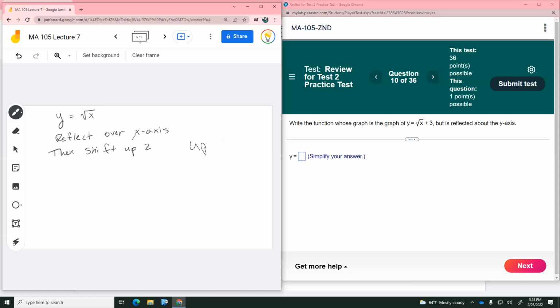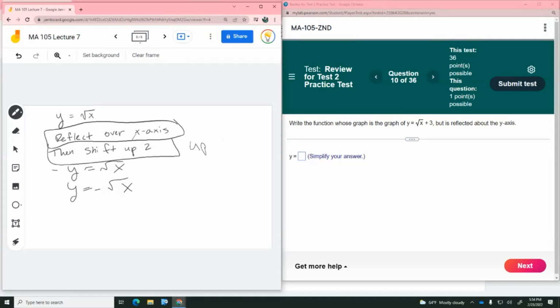So what we're going to do in this case is we'll do this first. Reflect over the x-axis means I put a negative where? In front of y, so you do that first. And then I'm going to go ahead and rewrite it as y equals negative root x. But then it says, then shift up 2. So then I'll put a +2 on the outside.